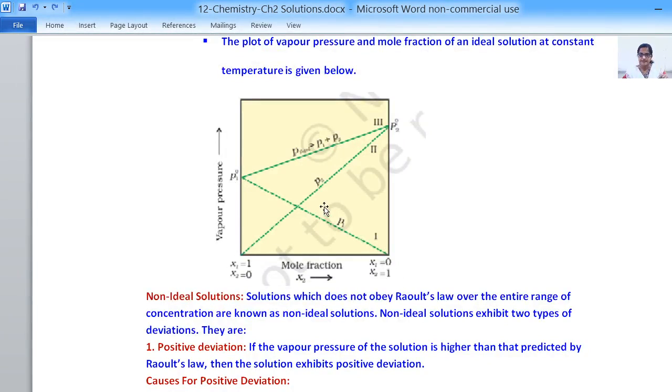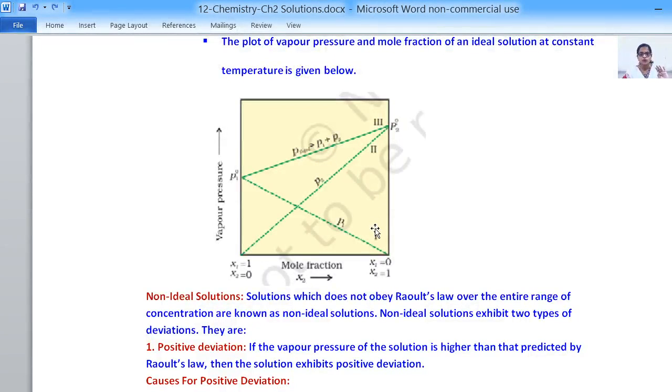In this graphical representation, we have three important lines. Here we have P1 versus Chi1, and then P2 versus Chi2. Then we have the total vapor pressure, that is P total. We have three important lines in the plot of mole fraction versus vapor pressure. So this is the plot. I am not explaining it because I have already explained this graph.